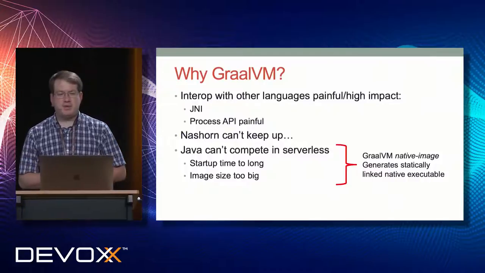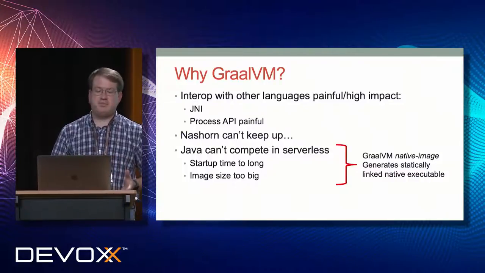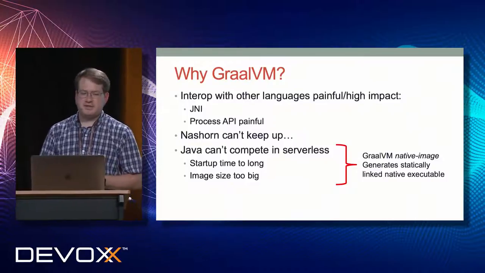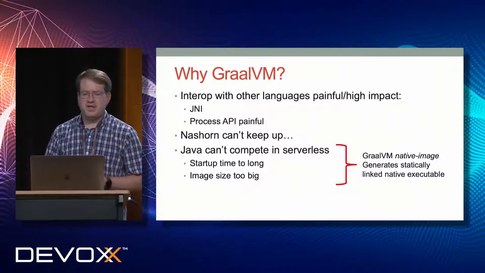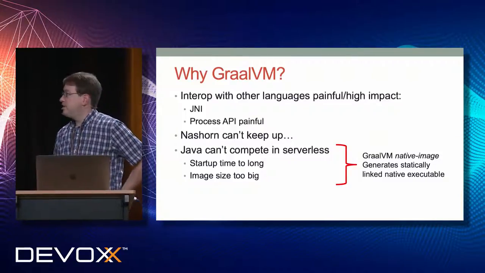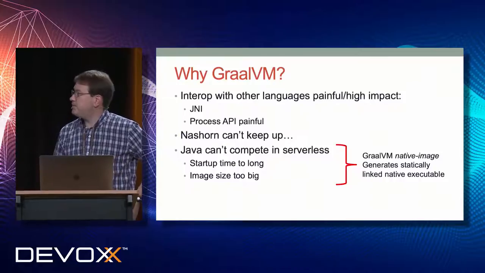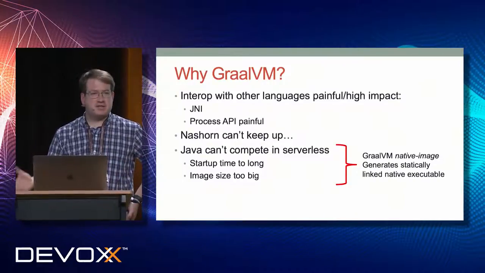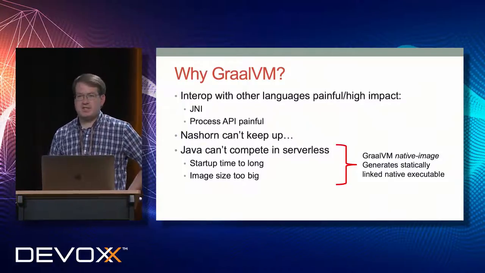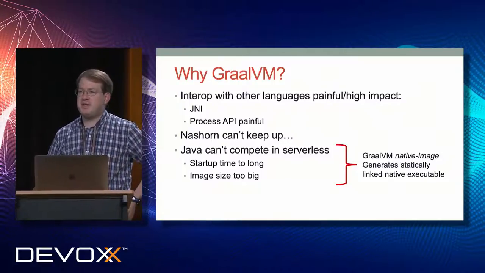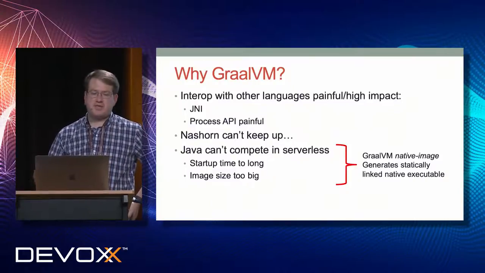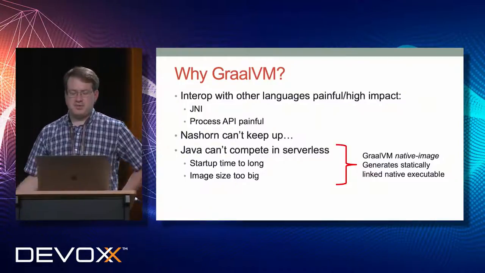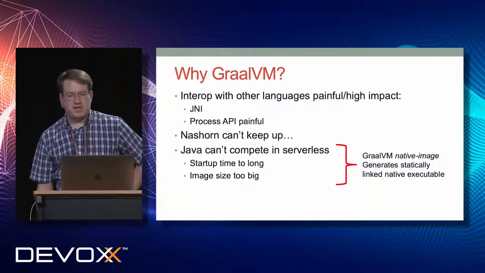So why GraalVM? Well, interoperation with other languages has traditionally been very painful and high impact. If you've ever tried to interact with C code via JNI, you know what a rat's nest that can be, and the challenges you can run into doing that. Also, the process API is extremely painful to work with. Nashorn can't keep up. If you've tried running JavaScript on Nashorn, you realize that it's stuck about 5 years ago. When Nashorn was developed and released, JavaScript was changing only every 10 or 15 years. Now every year JavaScript is changing, and Nashorn's approach of compiling JavaScript down to bytecode hasn't been able to keep up and is extremely resource intensive to maintain, and hence the reason why it's being dropped.